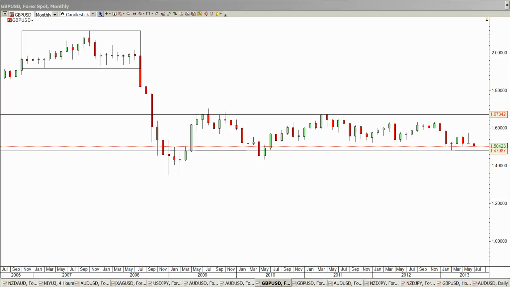Hi, this is Oli Hille on the 5th of July 2013, and I've got in front of me a monthly chart of GBP USD. Now I'm excited about this chart because we have a very big channel or a very big range, and because this is the monthly chart, this range, which I've indicated with the two horizontal lines I've drawn, let's say starts down in here.